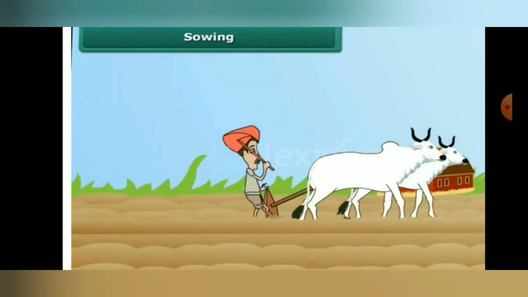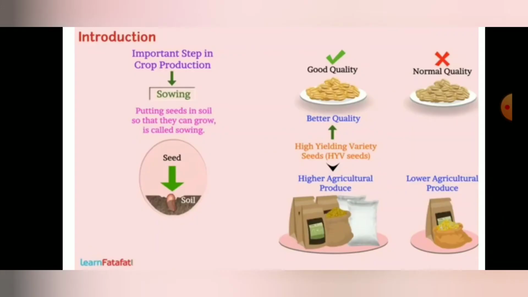In this picture, you can observe the farmer is sowing. So, how is the sowing done? Let us see. Sowing. What do you mean by sowing? Sowing is an important step in crop production. So, what is sowing? Putting seeds in the soil so that they can grow is called sowing.